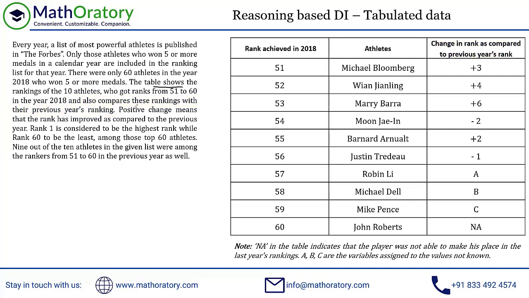Now, the most important part of the premise is this section. It talks about this last column here. This is a column which gives us a change in rank as compared to the 2017 rank, right? So what does this +3, +4 indicate? That is mentioned in this part of the premise. So positive change means that the rank has improved as compared to the previous year. So what does improvement mean, by the way? If we talk about improvement, improvement is reduction in value, isn't it?